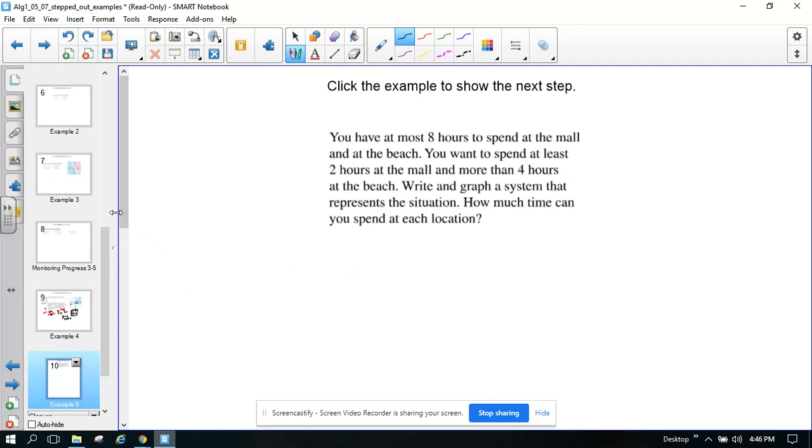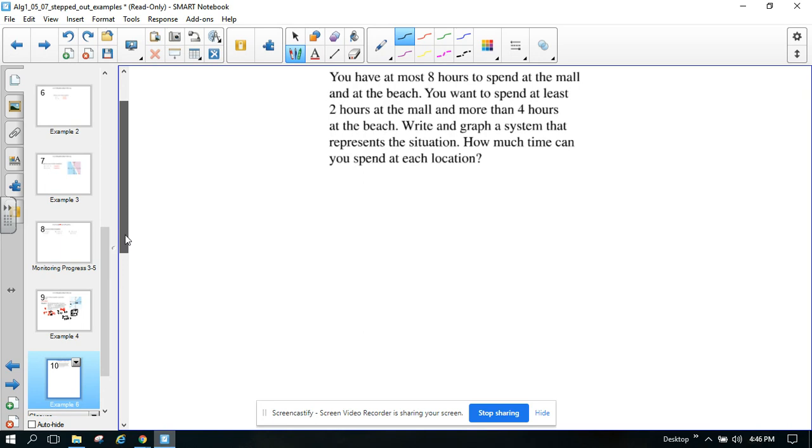that says you have at most 8 hours to spend at the mall and at the beach. You want to spend at least 2 hours at the mall and more than 4 hours at the beach. Write and graph a system that represents the situation. How much time can you spend at each location? So what do we know? We're going to reread this a couple of times. So stop the video and reread the question.